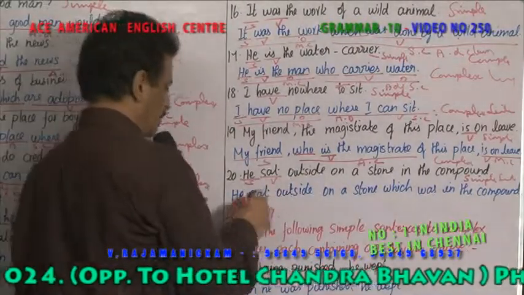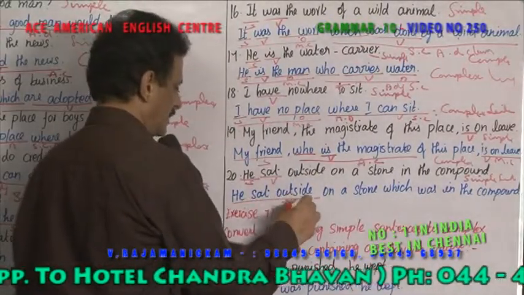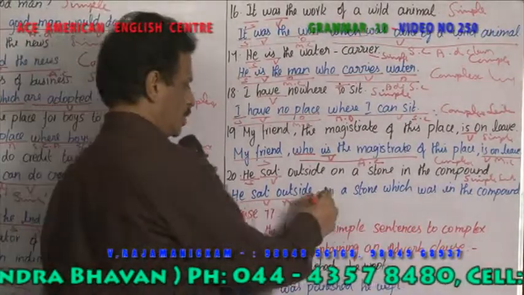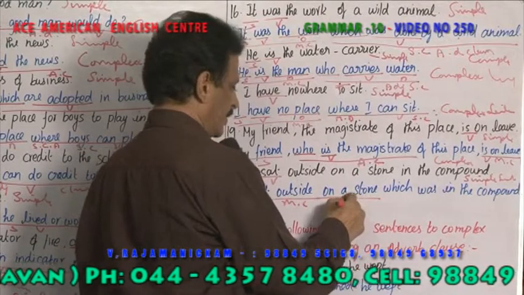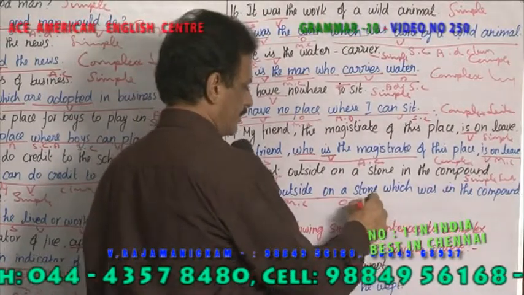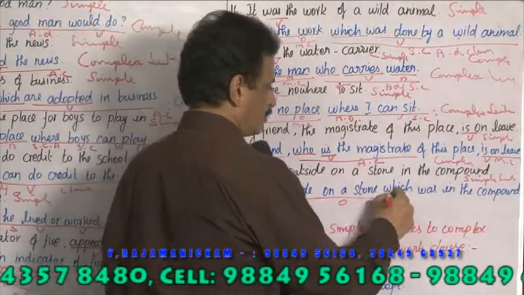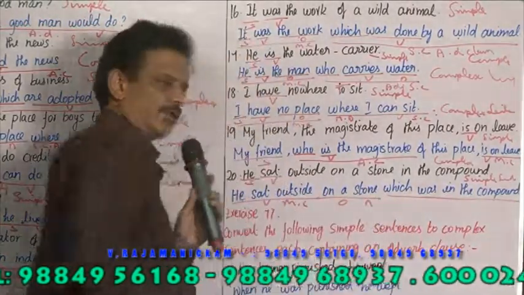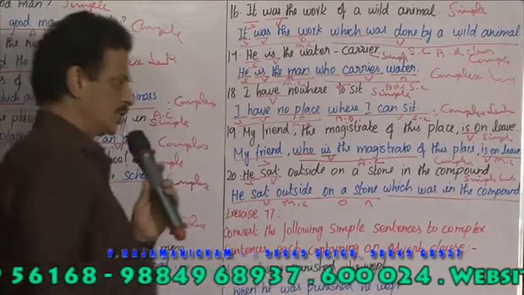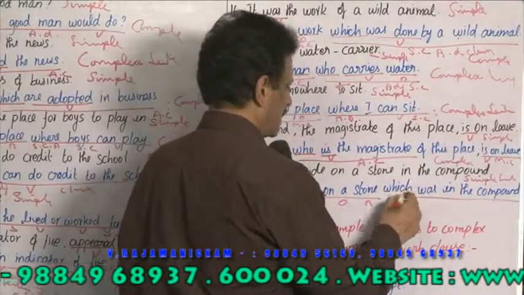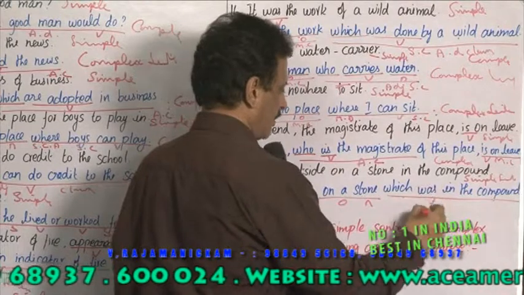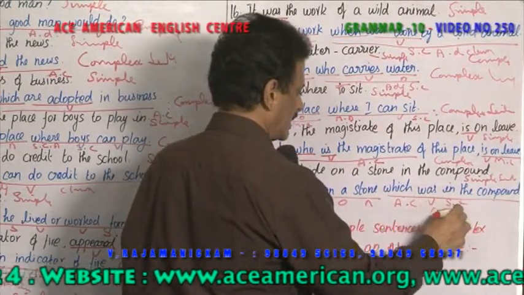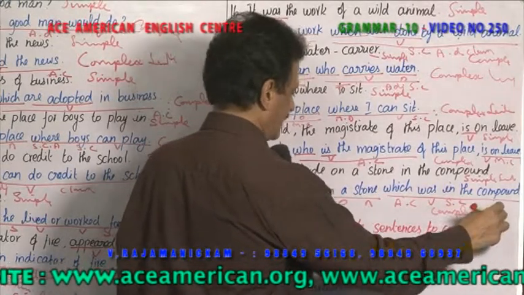He sat outside, it becomes a main clause. Sat is the only verb. He sat outside on a stone, it is an object. Stone is a noun. What type of stone? Which was in the compound. So which was in the compound says about the stone. Was is a verb. So it is a subordinate clause and it is an adjective clause. So one sentence depends upon another. It is a complex sentence.